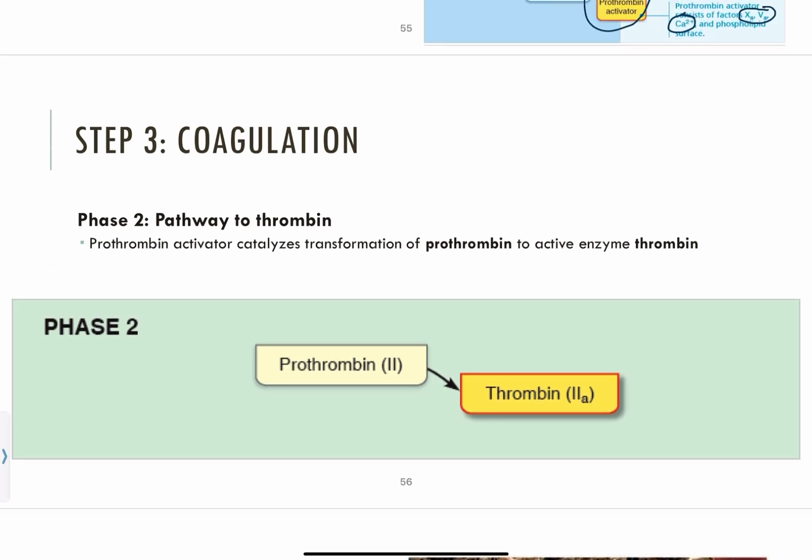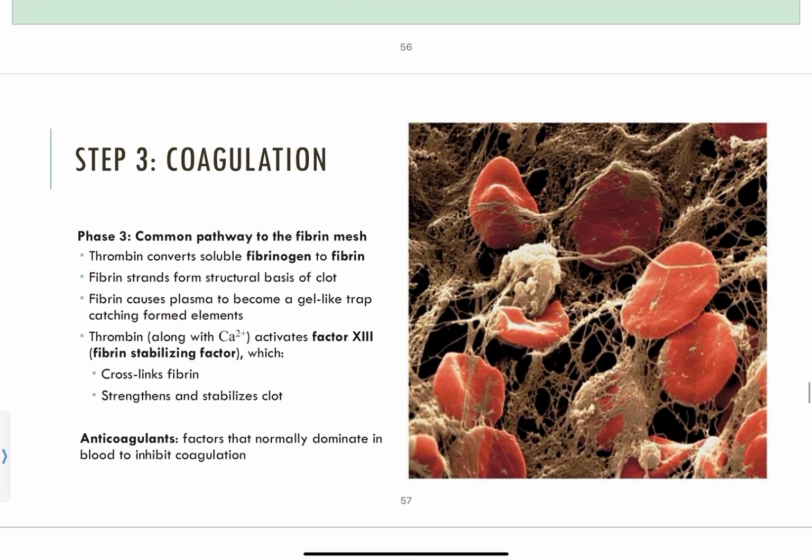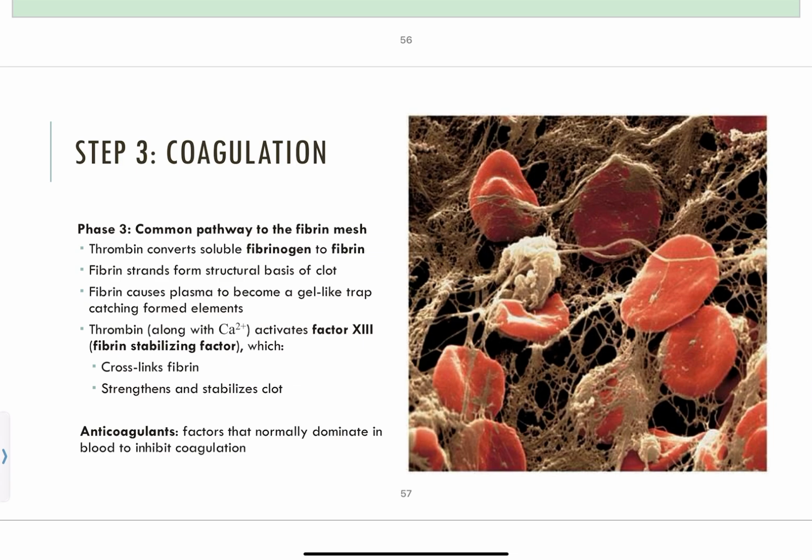So we're going to take the prothrombin activator and convert prothrombin into thrombin. That's the whole goal of phase 2. And then we're going to take what we made in phase 2, which was the thrombin, and use it to convert fibrinogen to fibrin in our phase 3. And fibrin is going to polymerize and form these insoluble fibrin strands that you can see over here. That's going to produce a gel-like trap to help catch elements needed for coagulation itself.